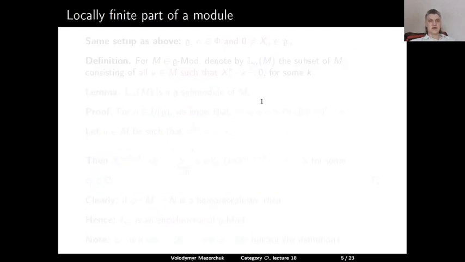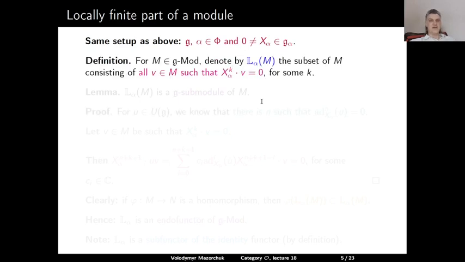So next, we discuss the functor of taking a locally finite part of a module. We work in the same setup as above. So we have our algebra g, a fixed root alpha, and a fixed non-zero element x alpha in the corresponding root subspace. Definition. Given a g-module M, we denote by L alpha of M the subset of M consisting of all elements v which are killed by a big enough power of the element x alpha. Claim: L alpha of M is a g-submodule of M.